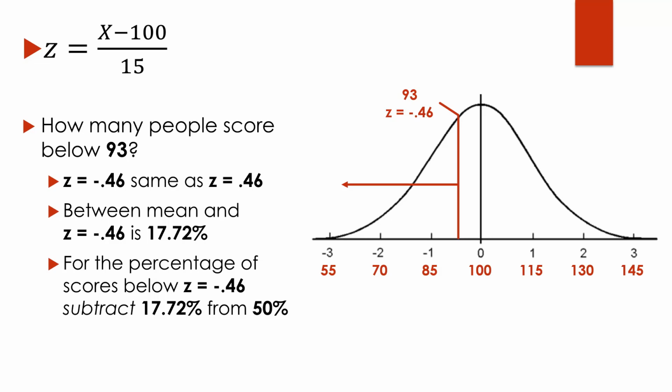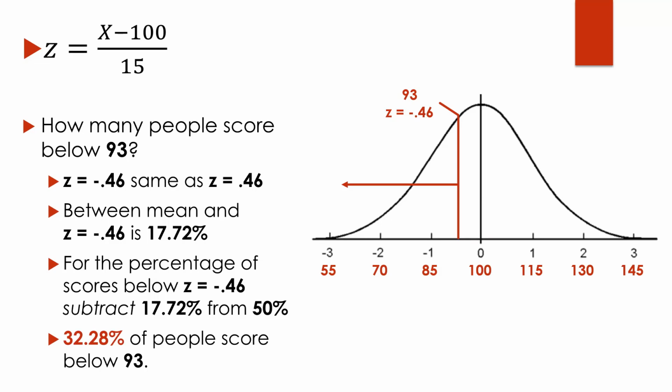You know that the entire left side of the curve is 50%. So take 50% minus the percentage that you found from the table. Whatever is left is the percentage of data below a z-score of negative 0.46. And what you would calculate is 32.28%.